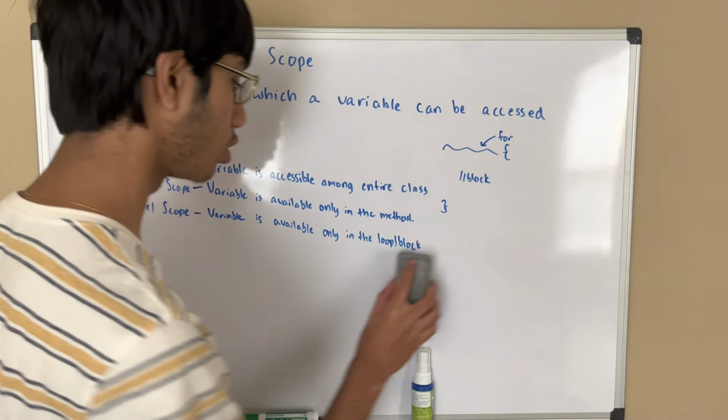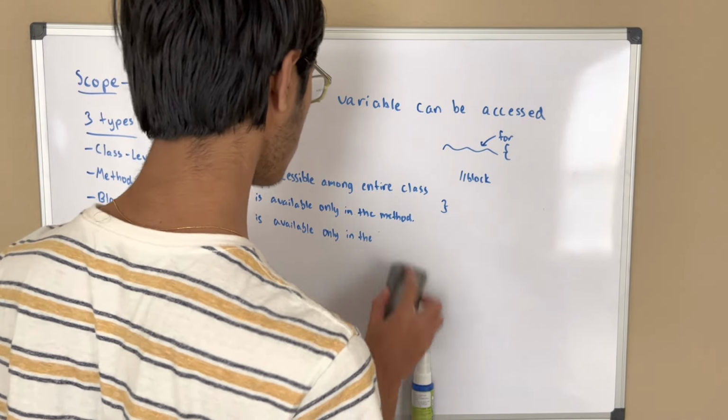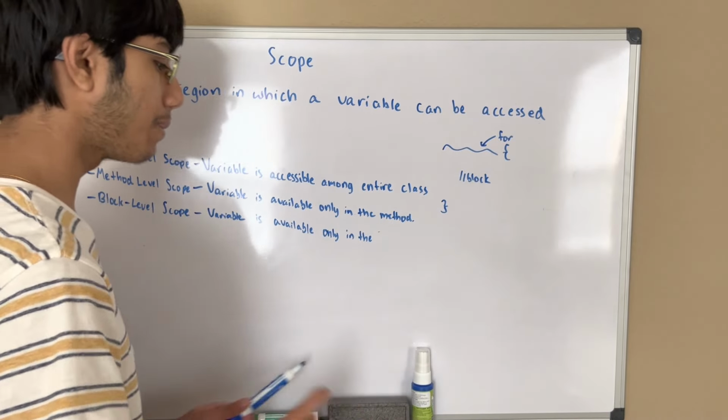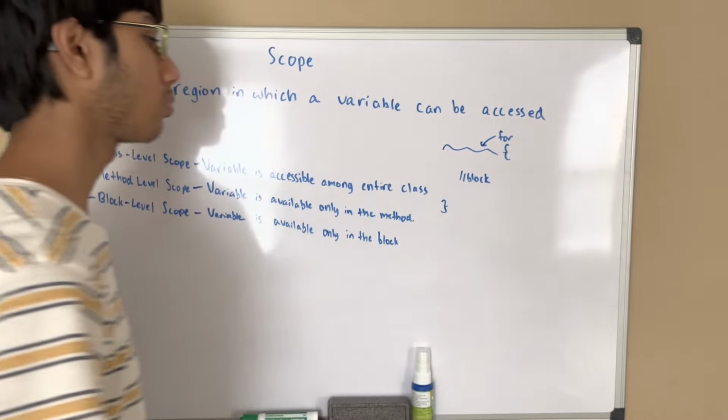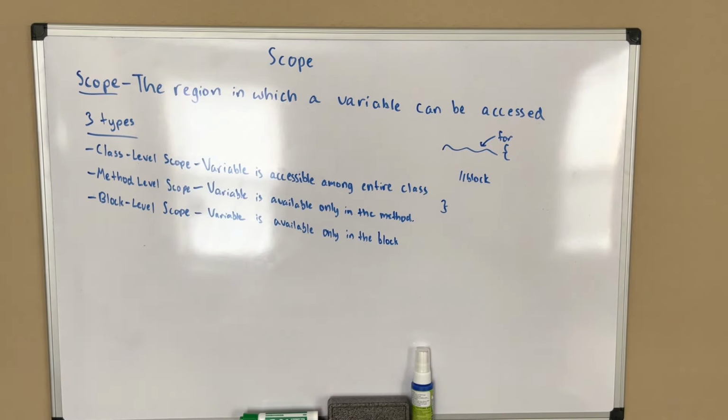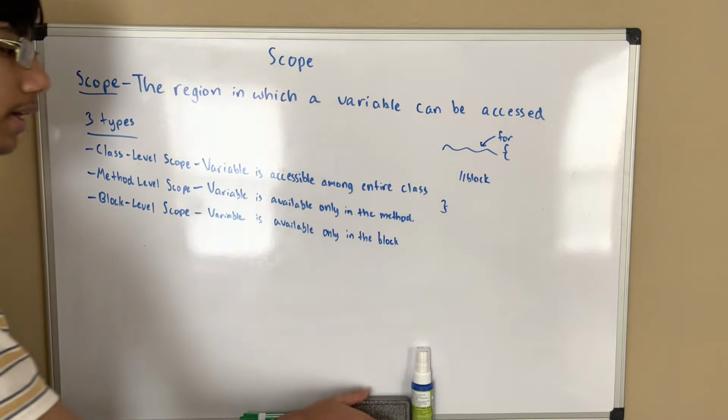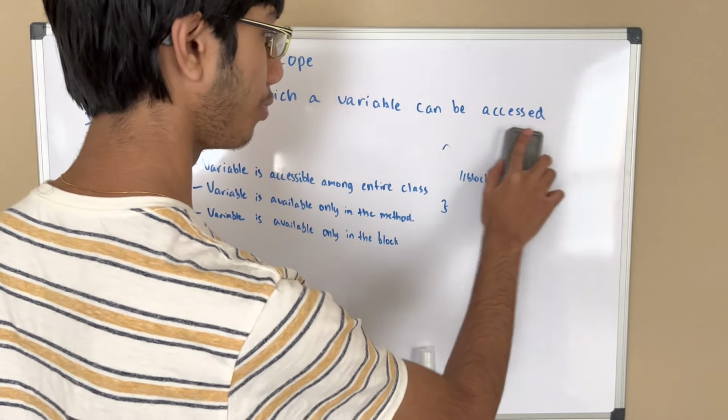So I should really change the definition. Variables only available in the block. And by the block, I mean in between the curly braces. So like that. And that really is scope. So let's go ahead and demonstrate it with examples. Hopefully that should make sense.